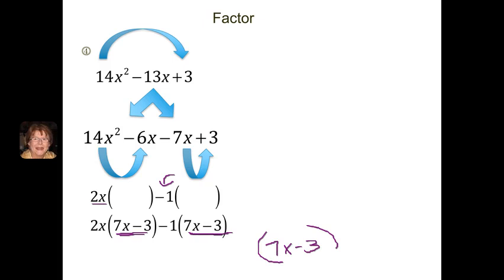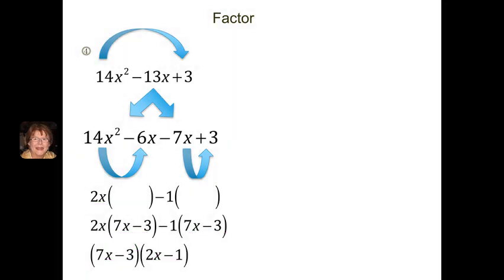How do I get the other factor? I'm going to place my brackets. I divide 7x minus 3 into both terms. What's remaining? 2x minus 1. My factors are 7x minus 3, 2x minus 1.